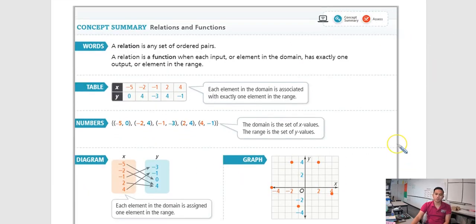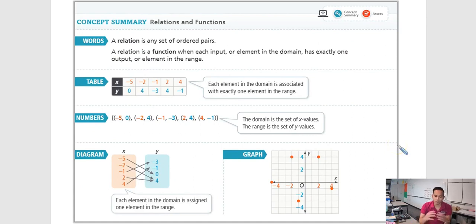All right, to summarize our discussion for today on this video, the concept summary is that a relation is any set of ordered pairs, and a relation is considered to be a function if and only if each input or element in the domain has exactly one output or element in the range.